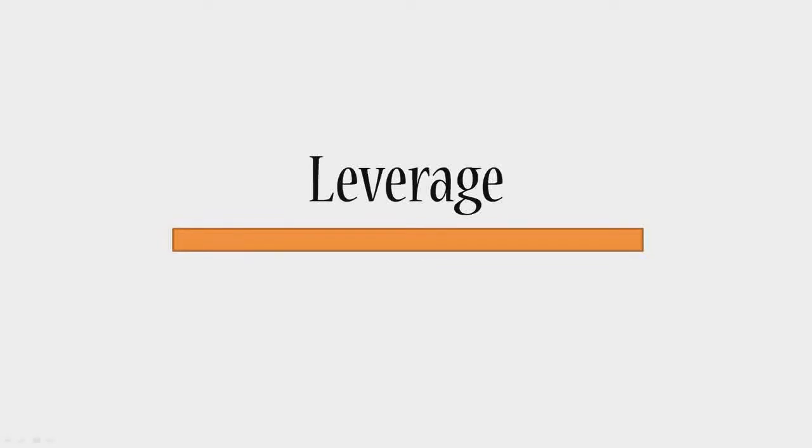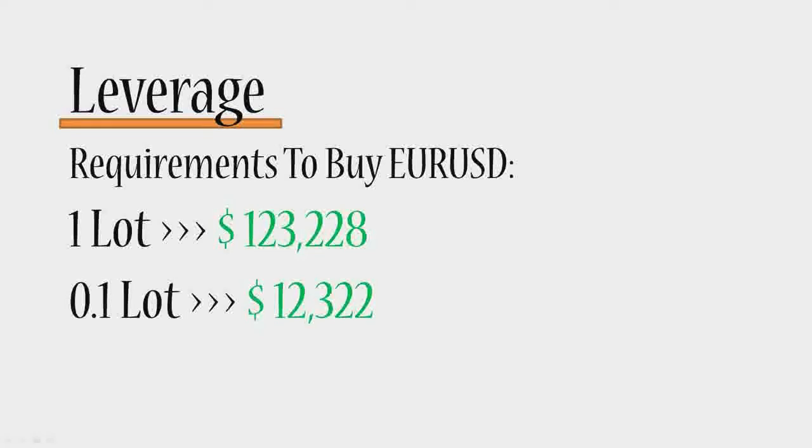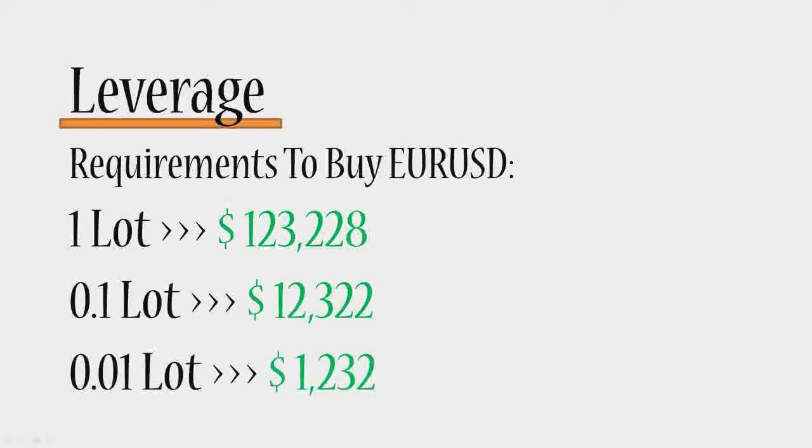So, leverage. As we discussed, in order to buy or sell one lot of euro dollar, you need 123,228 American dollars on your account, which is a lot of money. But even in order to trade with 0.1 lots, you need 12,000 American dollars. And in order to conduct the smallest transaction possible, a micro lot, 0.01 lots, you still need $1,200 on your account, which is a lot of money.